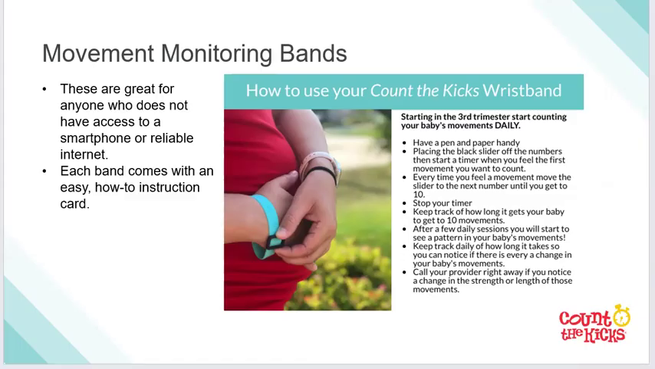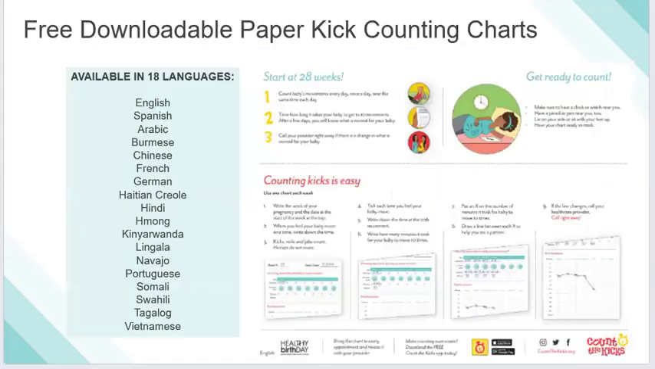So I felt my one movement, I'm going to move that to the number one, then to the number two, etc. The only thing they have to remember is what time they stopped, and then how they are recording it. Is it on a paper kick counting chart, which is also available for free on our website in multiple languages, or they can put it in the app later. That's no problem to enter that data later.